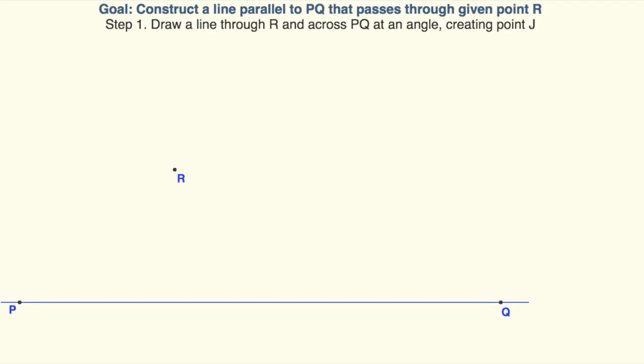All right, next we're going to construct a line parallel to PQ that passes through given point R. So step 1, draw a line through R that passes across PQ at an angle creating point J. What that means is you have your line PQ down here, and this point R, so you want to draw a line through R across PQ at an angle creating point J. So some line from R through PQ that creates point J.